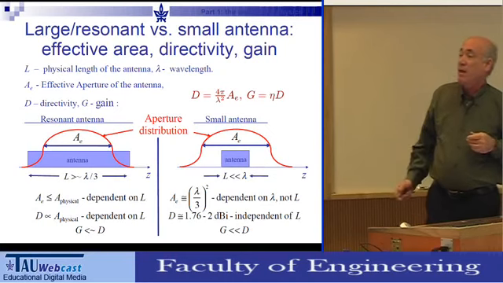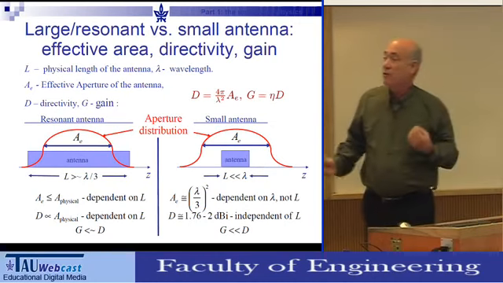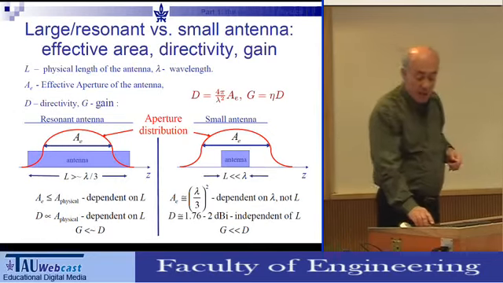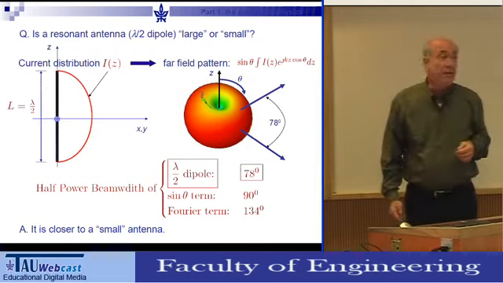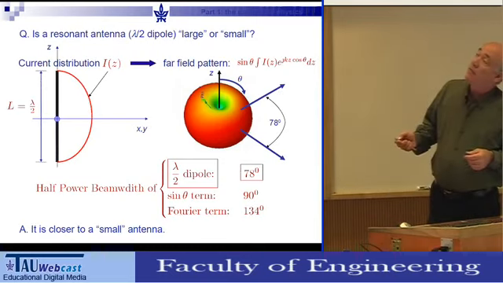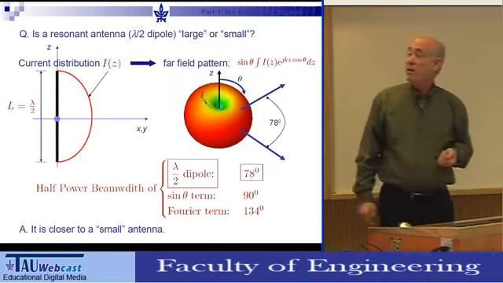Okay? So again, here the effective aperture depends on the size of the antenna, and here it does not. It's basically the same value all the time, only depending on the wavelength. So for small antennas, the metric is the wavelength. For large antennas, the metric is the size of the antenna. Here's an interesting question now. Is a half-wavelength dipole a large or small antenna?